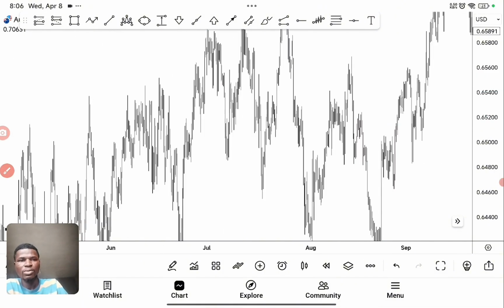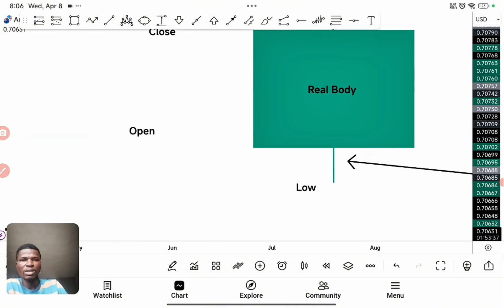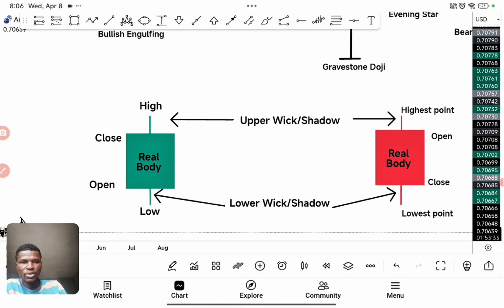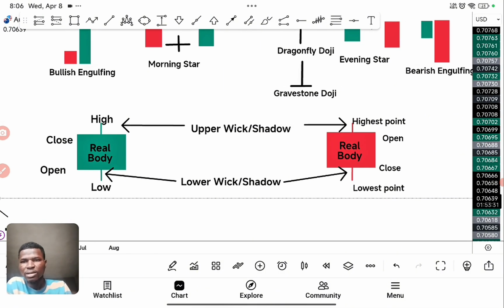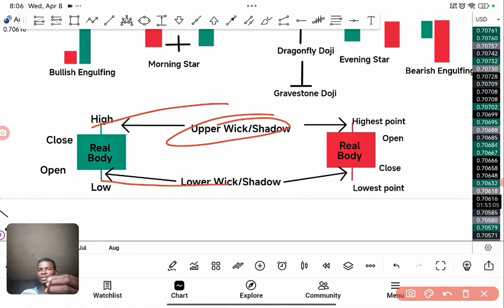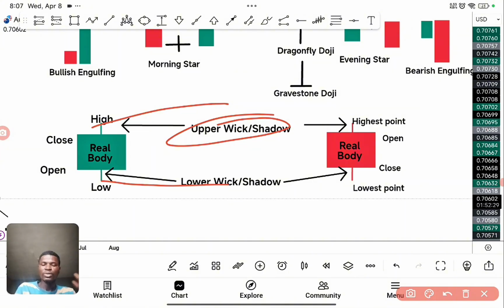So let's go back to the chart. You can decide to change it. There are so many setups. Multiple candles form chart patterns, and multiple chart patterns form market structure. I think we are going to cover that in my next video.